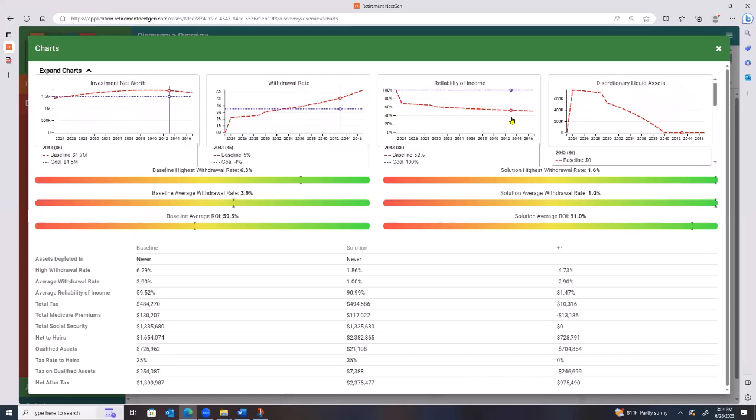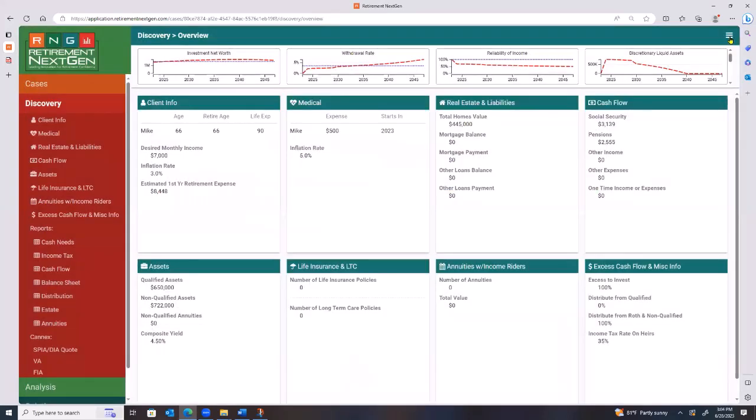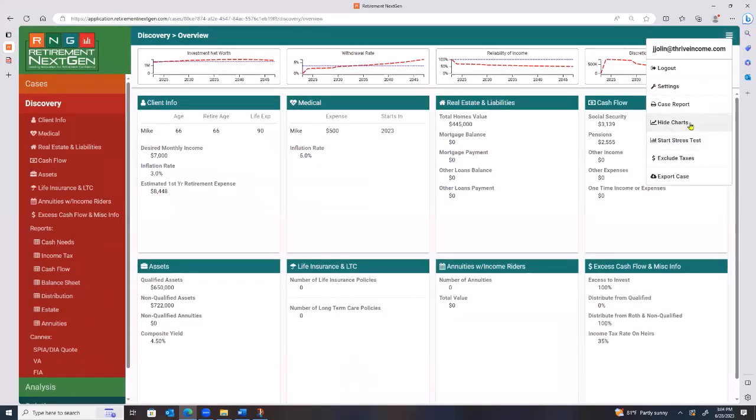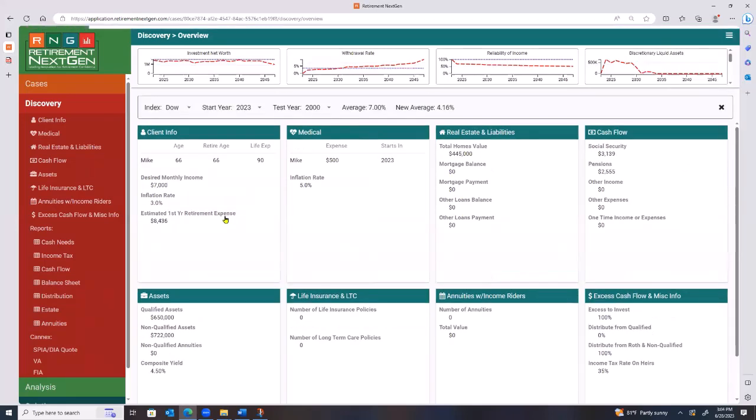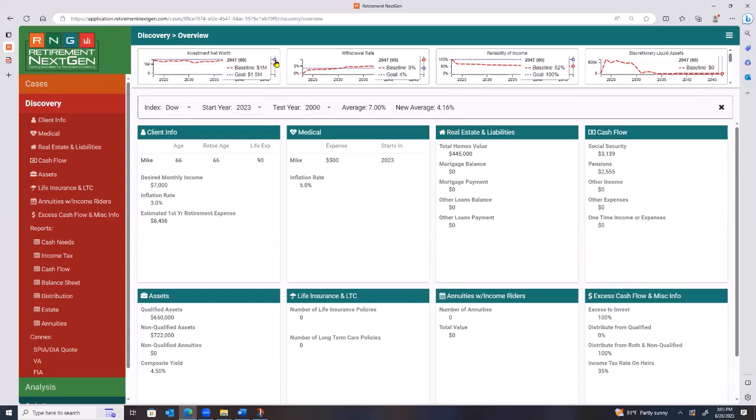The reason it's a decreasing number is Social Security and a pension can't keep up with inflation. So we have an erosion of purchasing power. But generally, he has free liquidity quite a bit out, so he's generally in good shape. And if I do a stress test, our client is fine. They won't run out of money. He won't reach his goal, but he won't run out of money either, even in a bad market.